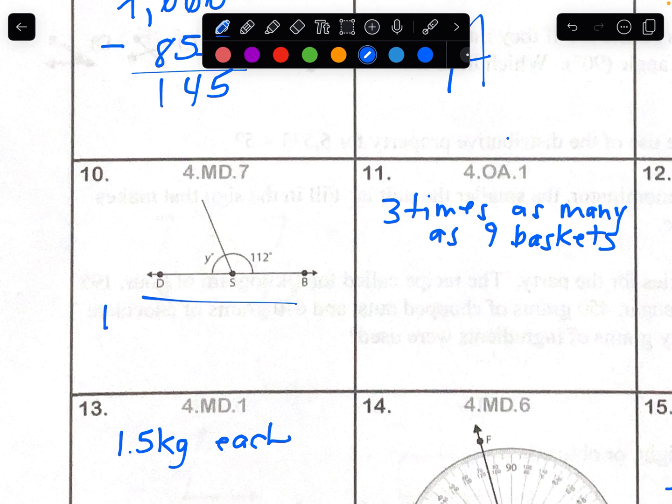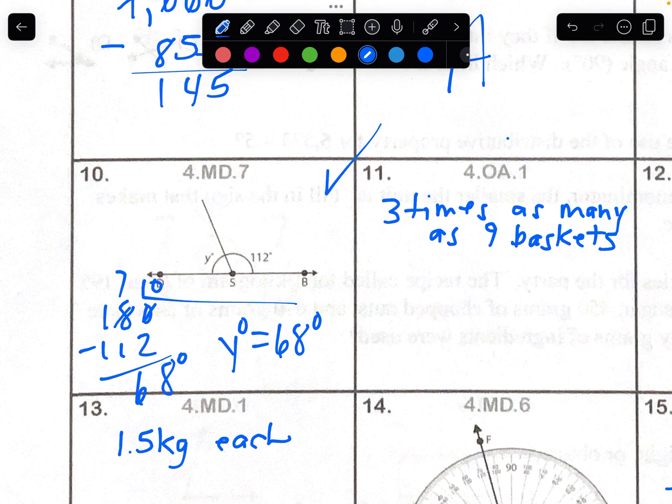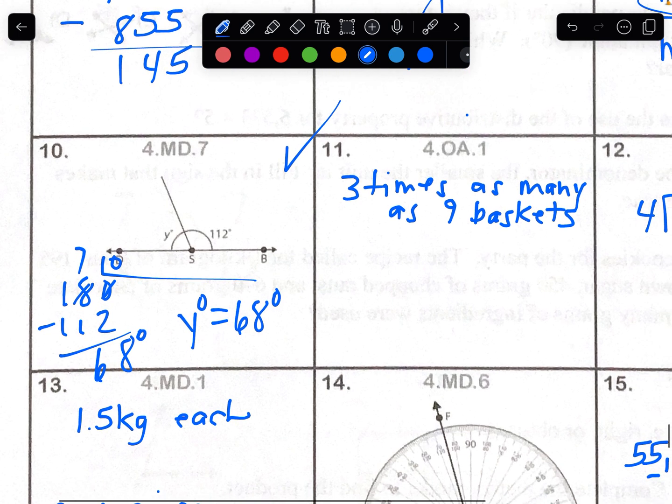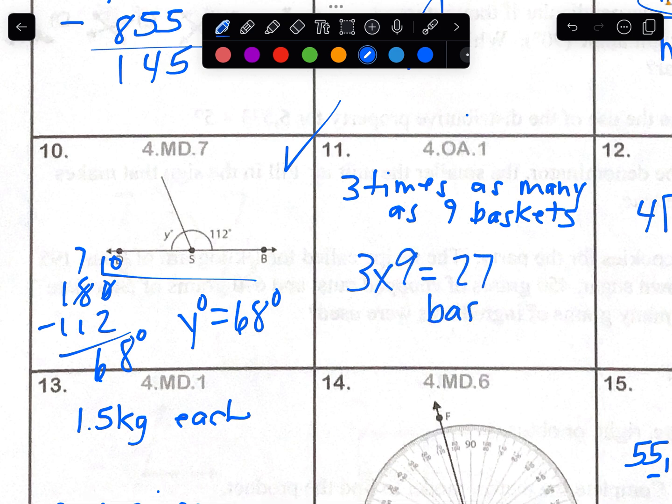All right, number 10, we want to know the angle of Y. Well, this is 180 degrees minus 112 degrees, which is 68 degrees. So Y is 68. Number 11, we have 3 times as many as 9 baskets. Easy peasy here, 27 baskets.